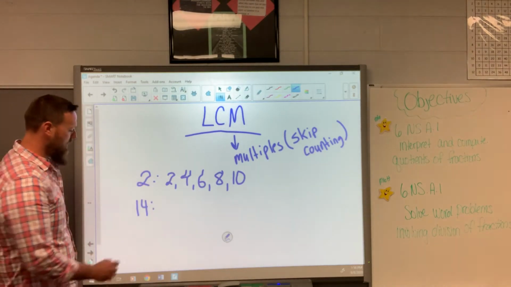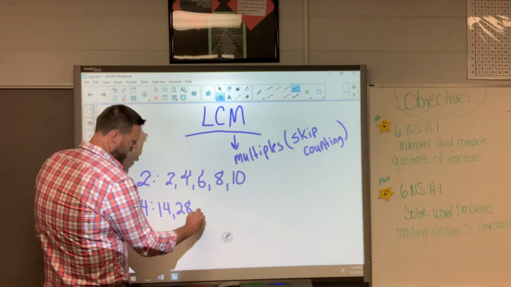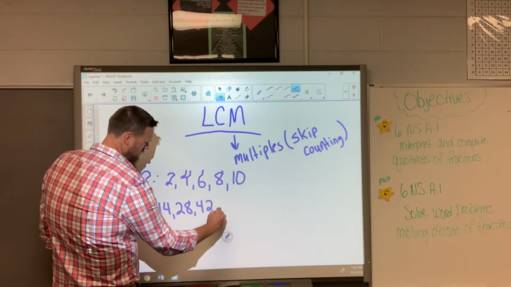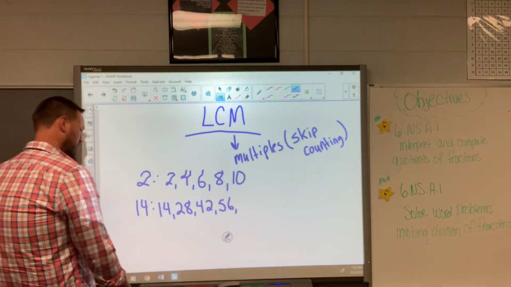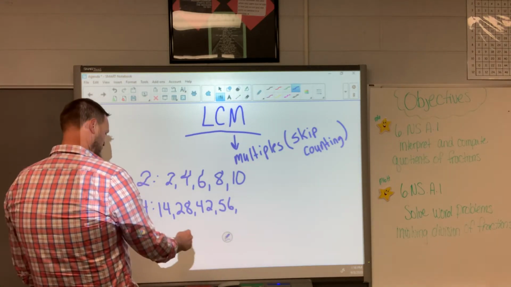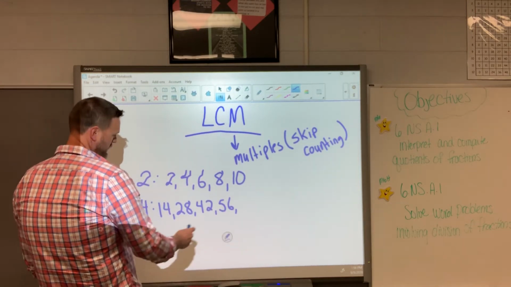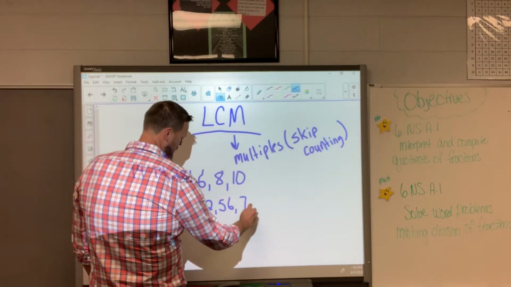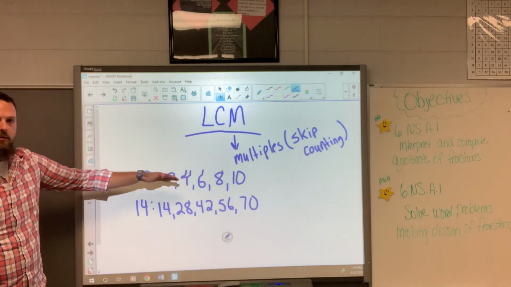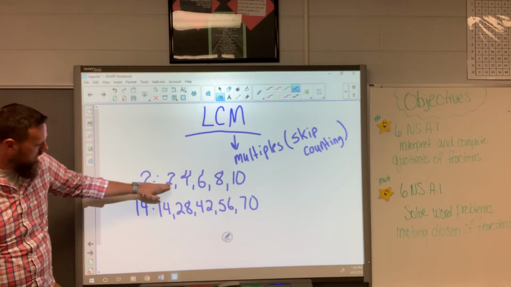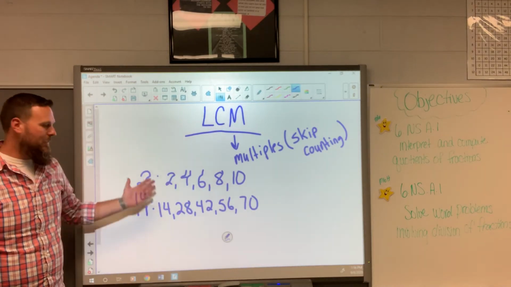Now I'll skip count 14. Ms. Brewer will double check and make sure I'm not doing something wrong, because 14 is kind of hard to skip count by. 14 is a weird number, so just double check. 14, 28, 42, 56, 70. So I skip counted 5 times on each, but if I look through both lists, I don't see any number that they share. So that means I've got to continue on.